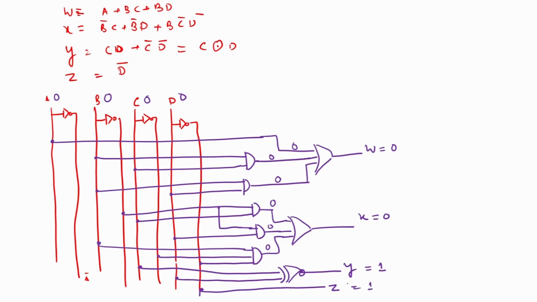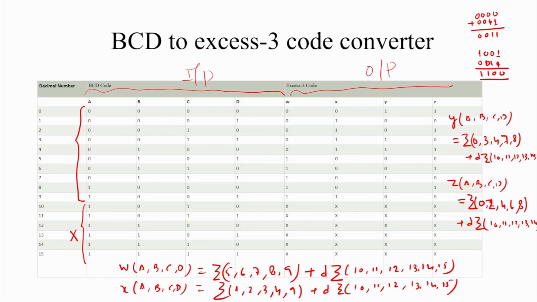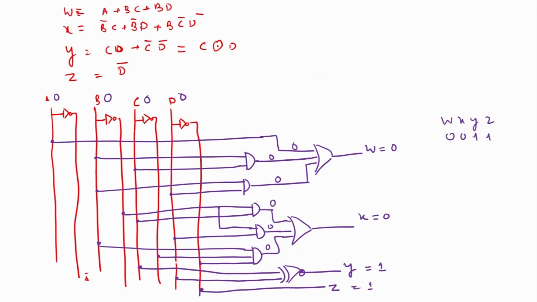So what is the binary code? BCD code is 0, 0, 0, 0, then what is the XS3 code? That is written as W, X, Y, Z, which is 0, 0, 1, 1. So this is clear, this is the output according to this table. This means this circuit converts the BCD code into the equivalent XS3 code.